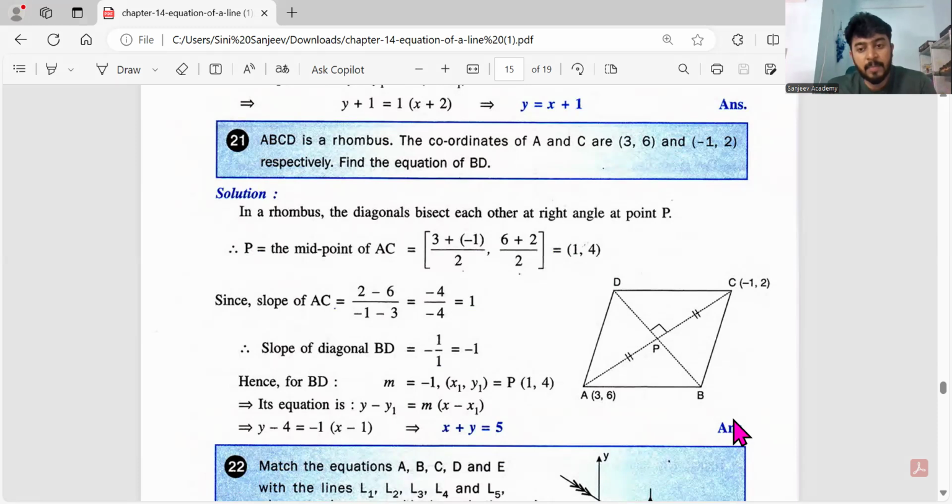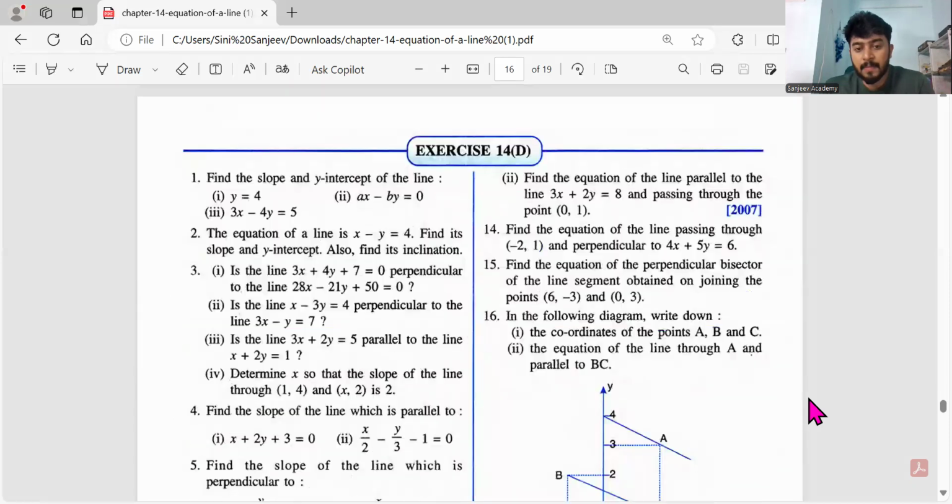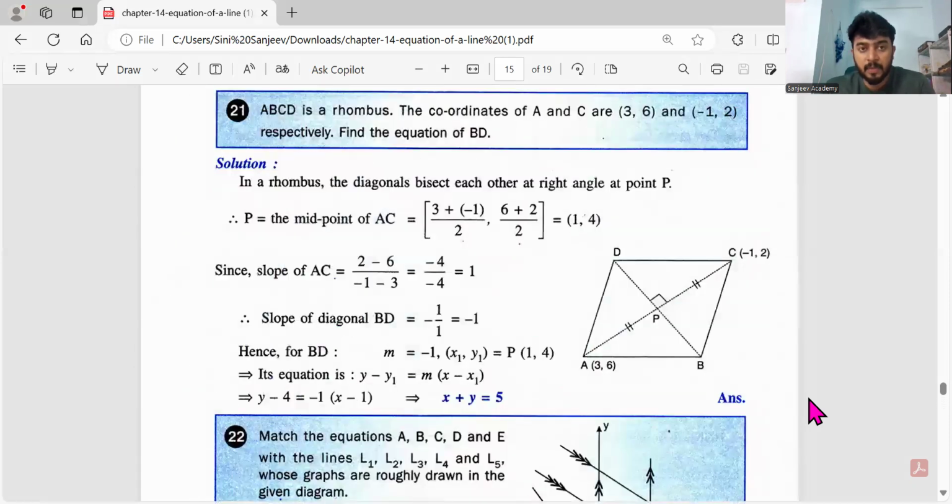Correct? Then BD. What is the equation of this line? Okay. They're asking to find what? Equation of BD. So BD is perpendicular to AC, right? So if this slope value is 1, what is the BD value? Opposite of it, -1. Correct. So y minus y1 is equal to m into x minus x1. Correct? Y1 value is what? 4. What is my x1 value? 1. Substitute and get the answer. So that's all for this. And these are match the following things. So this is very easy.